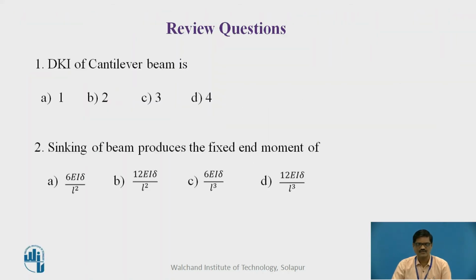Before we proceed further, let us go for this review question. Two questions I have posted. Decay of cantilever beam is 4 options given, and sinking of the beam produces the fixed end moment of 4 options again given. So think over it.